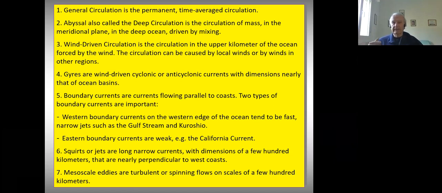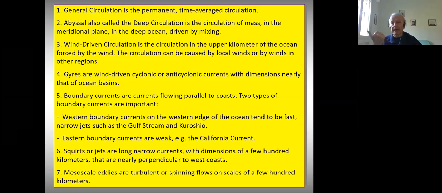They have a diameter on the order of 10,000 kilometers. So it's a huge circulation system which exists there. We have boundary currents, or currents flowing parallel to the coast. And these boundary currents, you will see later, are determined by these differences in heat content or temperature between equatorial and polar areas.